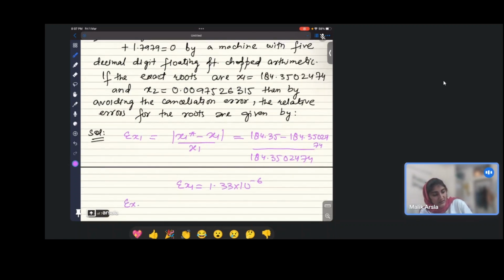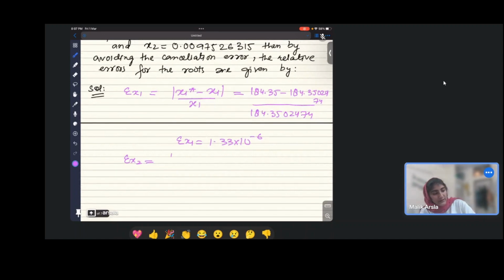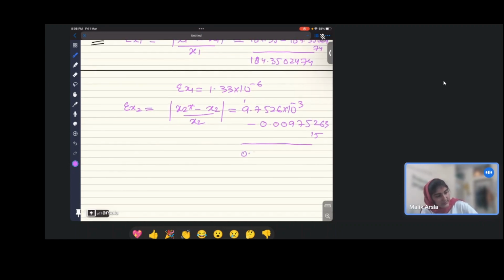Now in case of x2, the second root, it is again going to be x2 star minus x2 upon x2, which is nothing but 9.7526 times 10 to the power minus 3 minus 0.00975 26315, whole divided by the same number, and it is coming out to be 3.2998 times 10 to the power minus 6. So these are the errors associated.